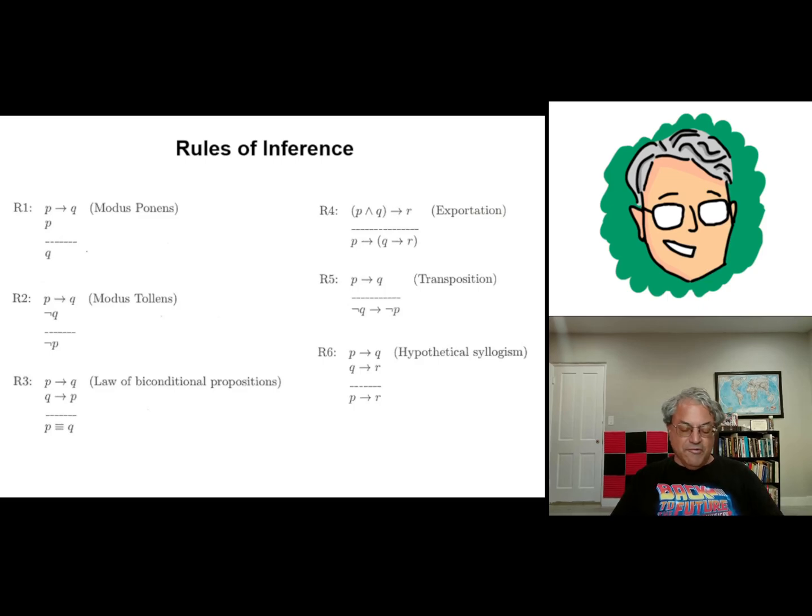And then rule four, this one is called exportation. This one gets a little more complicated. Here we just have one premise, and that one is P and Q implies R. So if P and Q implies R, then we conclude that P implies the implication Q implies R. I don't think this one's as obvious, but it's kind of like a chain of implications. Maybe it's easier to give an example.